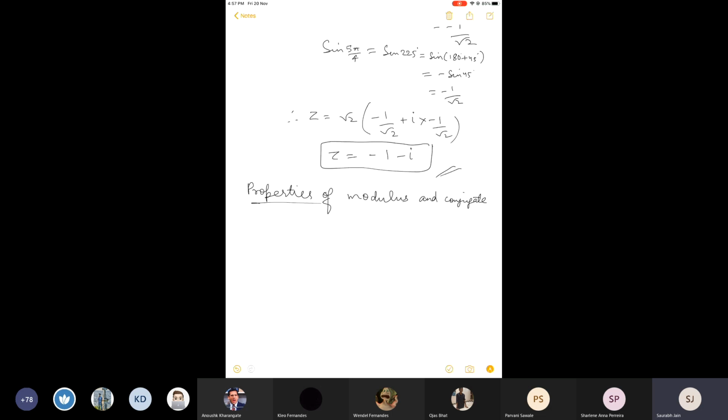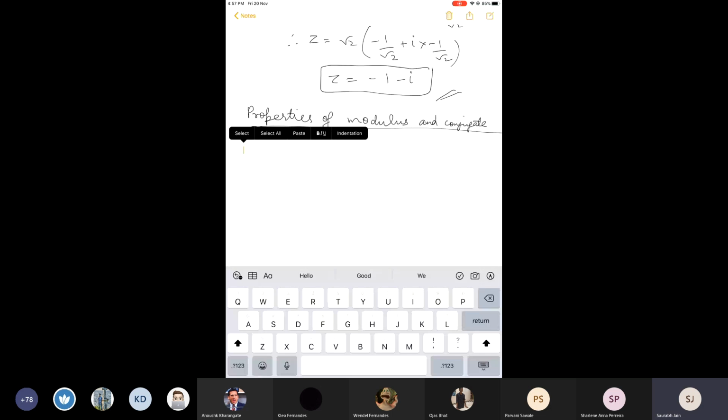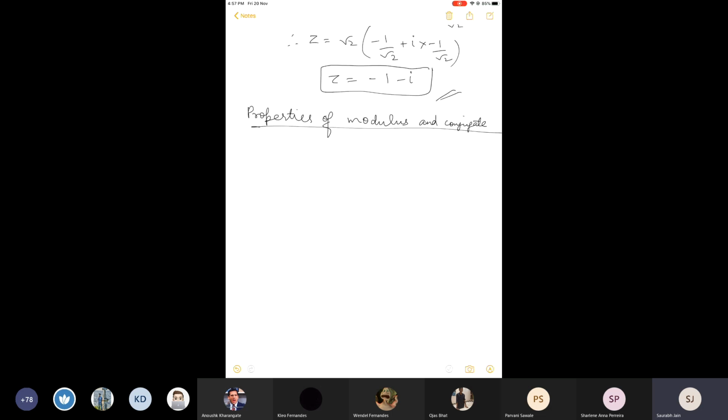So let us write few properties first and then we'll try to understand them with the help of their application in certain questions. Okay, let us write the properties first. So it is mix. You will find properties of modulus as well as conjugate. Let us start with the first property. I will first write down these statements. Okay, then I will explain.